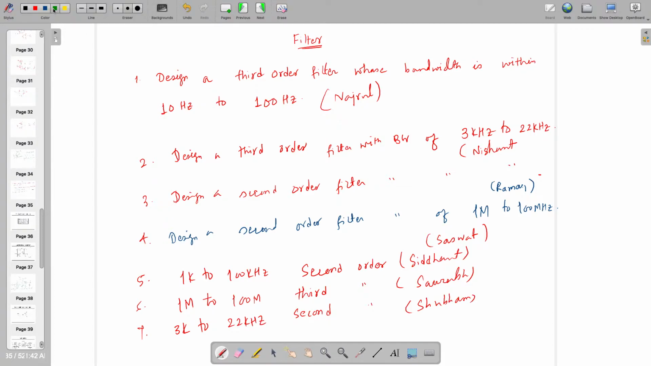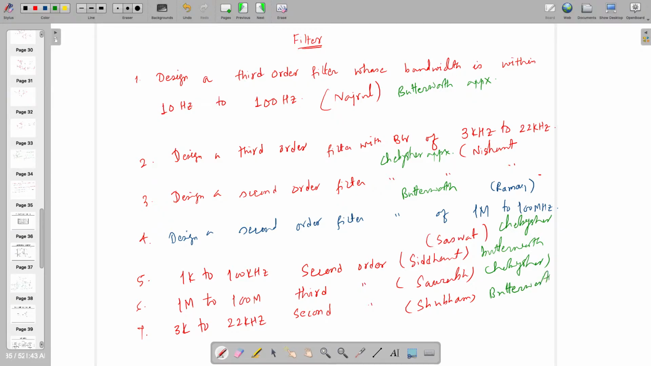Okay, now let's add something here. So this is third order, Butterworth approximation, Chebyshev approximation, Butterworth, Chebyshev, Butterworth, Chebyshev, Butterworth. Okay.